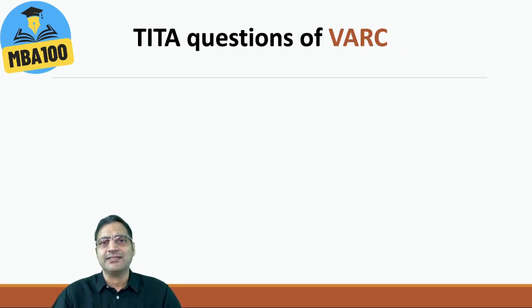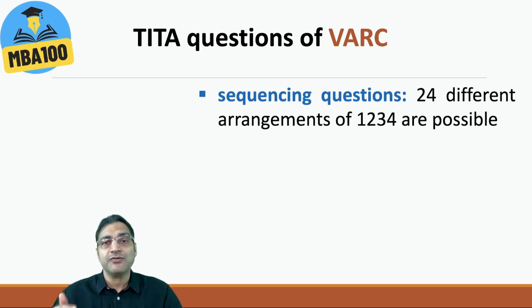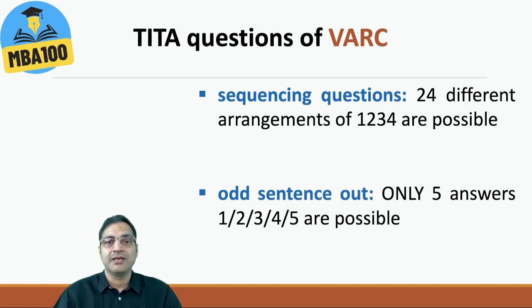TITA questions of VRC, let's revisit this. Sequencing questions ordinarily have 4 sentences to be put in a sequence. So of course 24 different arrangements are possible. We have already discussed that. So if you're not left with much time, just put any of those 24 sequences and submit them. Similarly, when it comes to odd sentence out questions, only 5 answers, 1, 2, 3, 4, or 5 are possible. So even if you have no time, just mark any one of these 5 numbers and submit. You do not have to leave TITA questions unattempted.